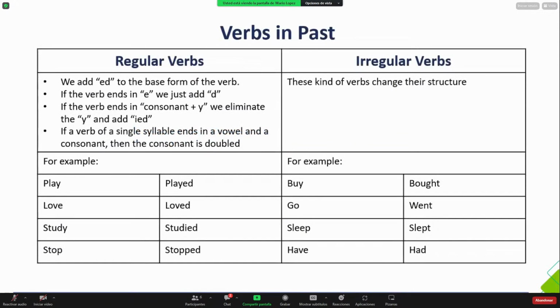And first of all, we have to know that the verbs are divided into two: regular verbs and irregular verbs. Los verbos están divididos en dos: verbos regulares, regular verbs, y verbos irregulares, irregular verbs. And we have some rules that we have to follow to transform the verbs into past. Tenemos unas reglitas para cuando tenemos que transformar los verbos o cambiar los verbos a pasado.